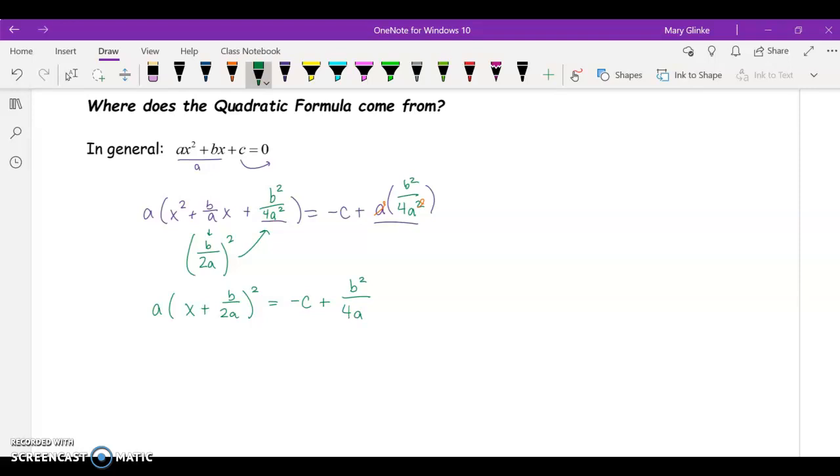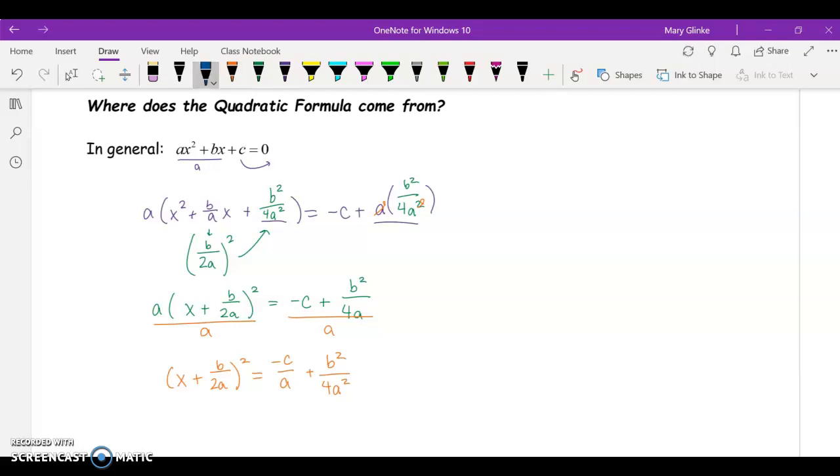So at this point, if we want to get x by itself, we would normally get rid of this a that's out in front so that we can square root. So we're going to divide both sides by a, and we get x plus b over 2a, squared, equals negative c over a plus b squared over 4a squared.